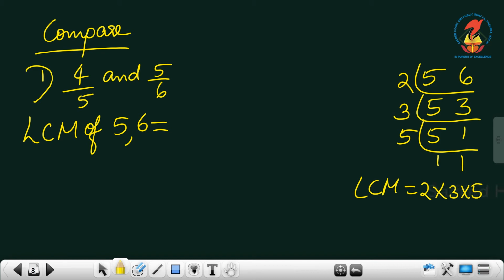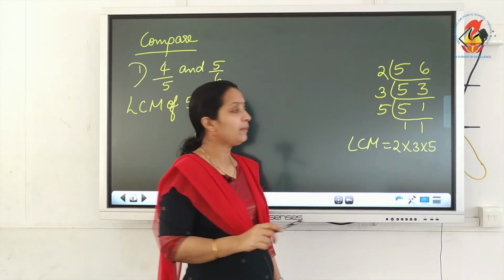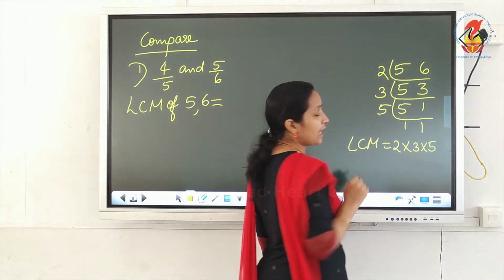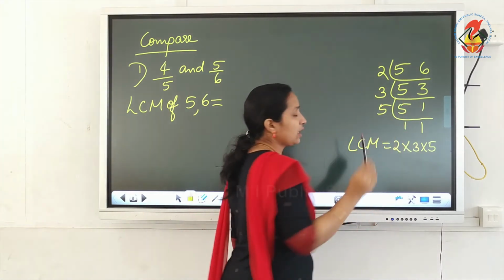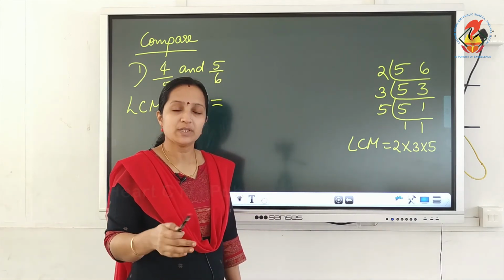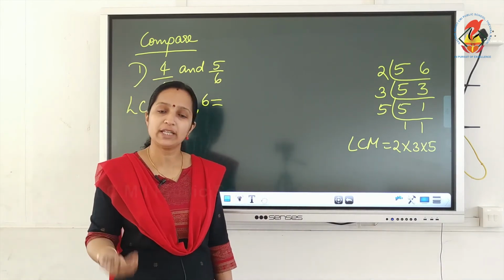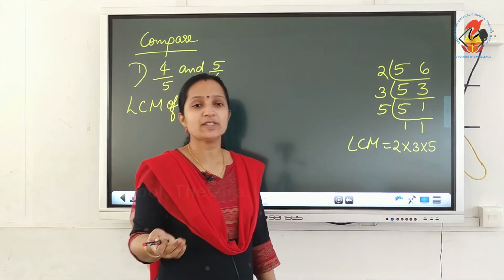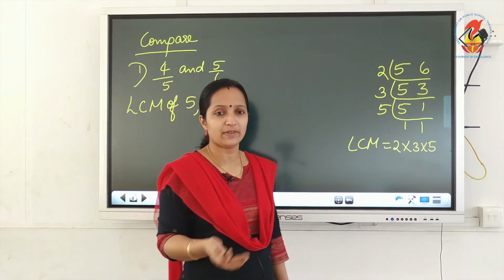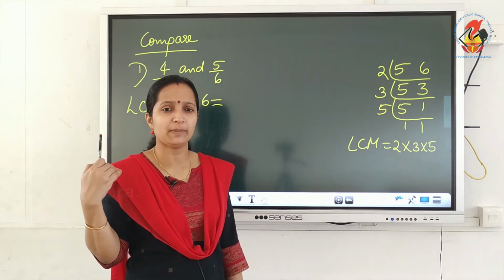LCM we already learned in lesson 3, practice it. You take the smallest prime number which will divide at least one number, okay. So if 5 is not divisible, you write the same number, okay children. Now continue, 2 is not possible here, so think about the next prime number 3. If 3 is not divisible, think about the next prime number 5, and if 5 is not possible, think about the next prime number 7. 2, 3, 5, 7, we already studied the prime numbers, is it?